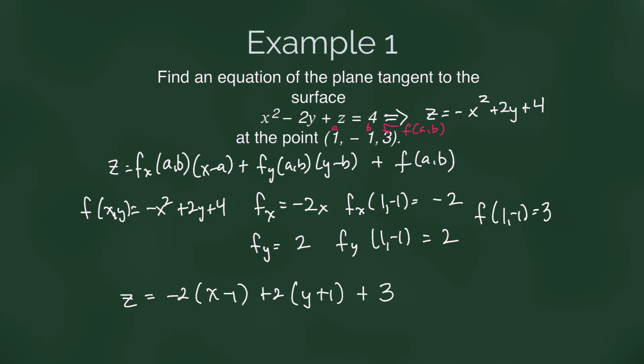And we can tidy that up a little bit if we want. We get negative 2x plus 2 plus 2y plus 2 plus 3. And so we can finalize this as 2x minus 2y plus z, moving things over to the left, is equal to, what do we have? 1, 2, 3, 4, 5, 7. It is equal to 7.